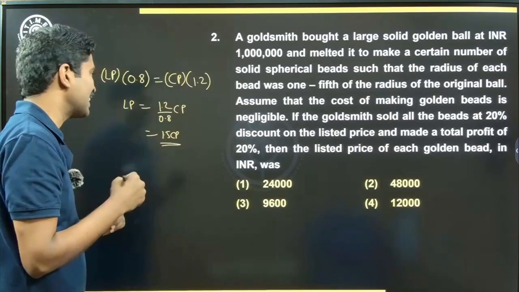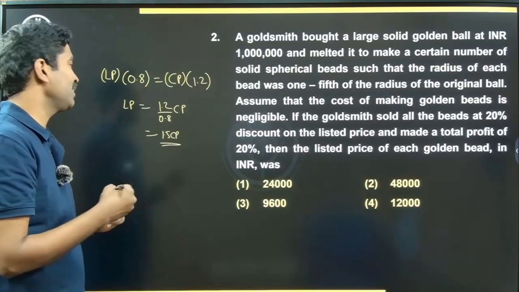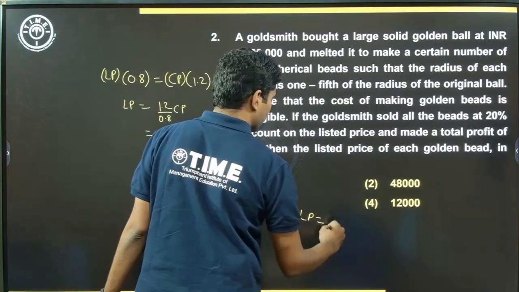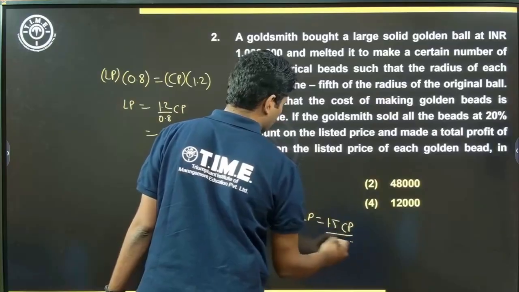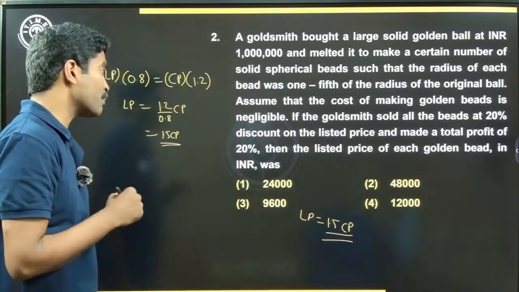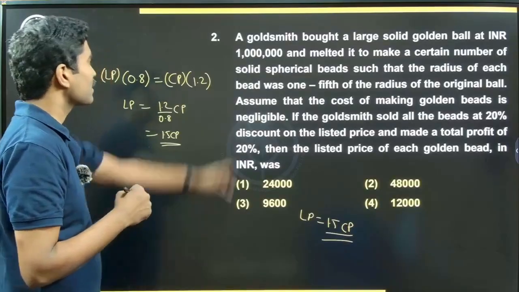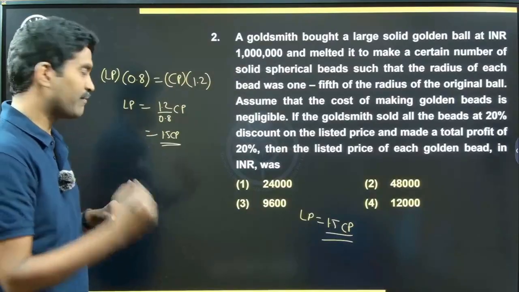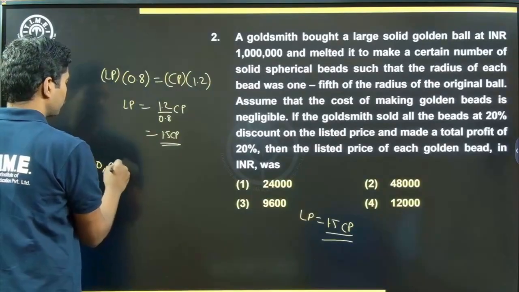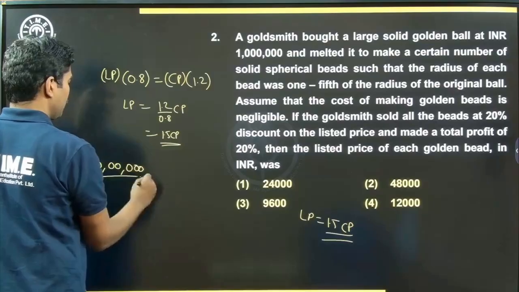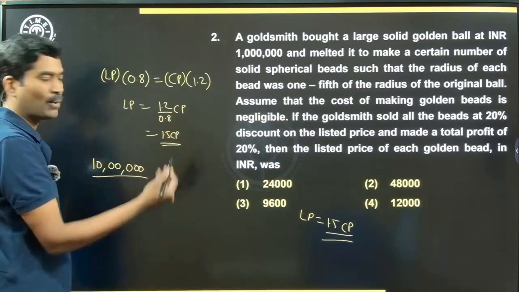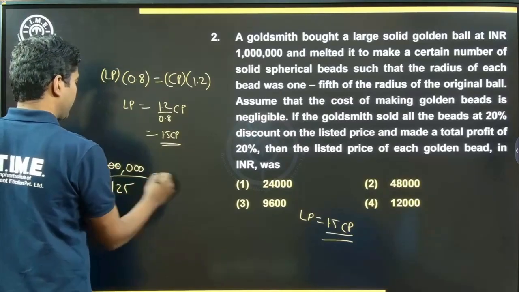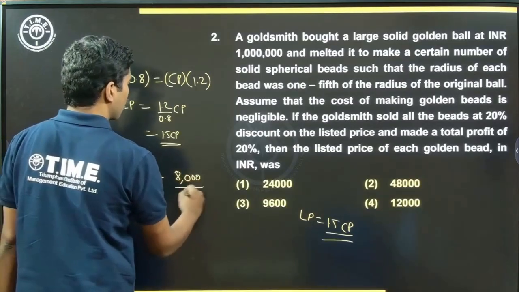The list price is 50% more than whatever it cost him, right? So list price is 1.5 times the cost price. Now, what is the cost price of each of them? He bought a big ball for 10 lakh rupees and turned it into 125 such balls. So what is the cost of each ball? He spent 10 lakhs and is getting 125 balls. 10 lakhs by 125 would be 8,000 rupees. That is his cost price.